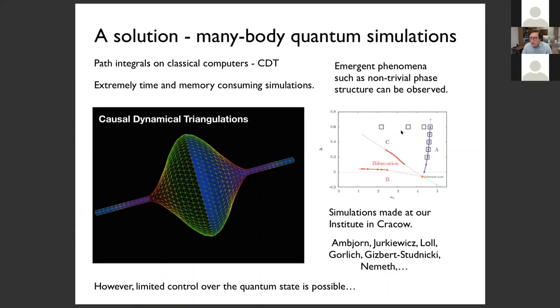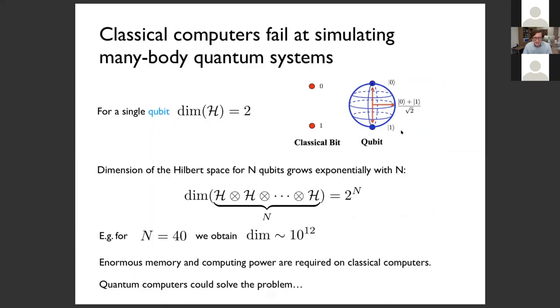So in general, we would like to have full control of the quantum state. However, this is difficult. This is difficult because of the huge dimensionality of the Hilbert space. So if you take a qubit, the simplest non-trivial quantum state, a two-dimensional one, you know that the dimensionality is two, which is a generalization of the classical bit from which the name qubit is coming.